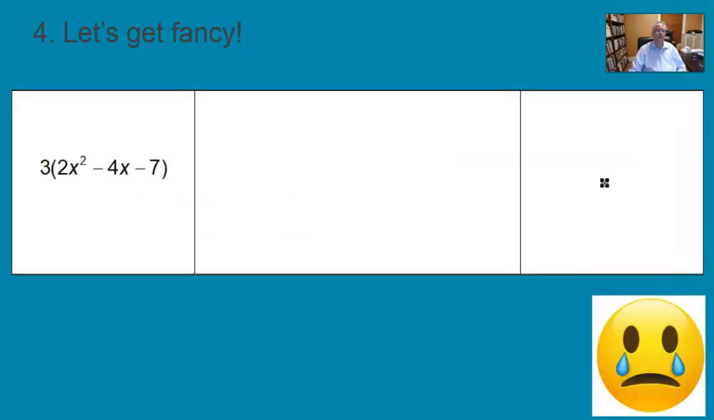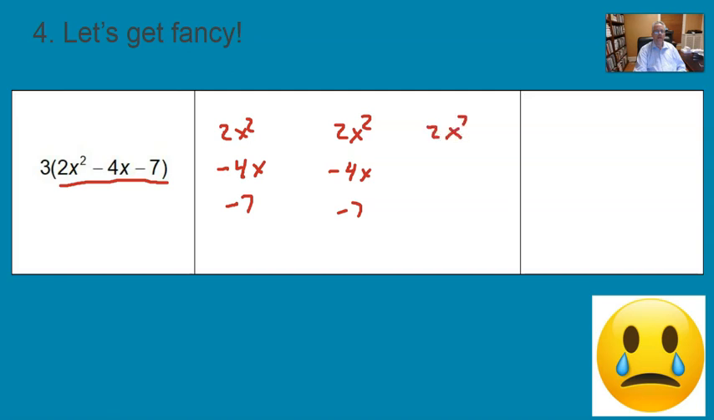Okay. This one's crazy. We have 3 groups of this, which means we have 3 of each of these terms. So here's one of them, 2x squared minus 4x minus 7. I'm going to skip drawing the circle around it. I'm just going to draw 3 groups. That's our second group. And that's our third group. Like I said, we have 3 of each of the terms.